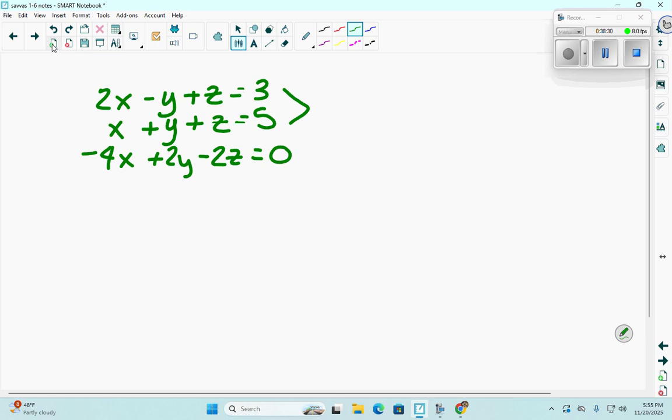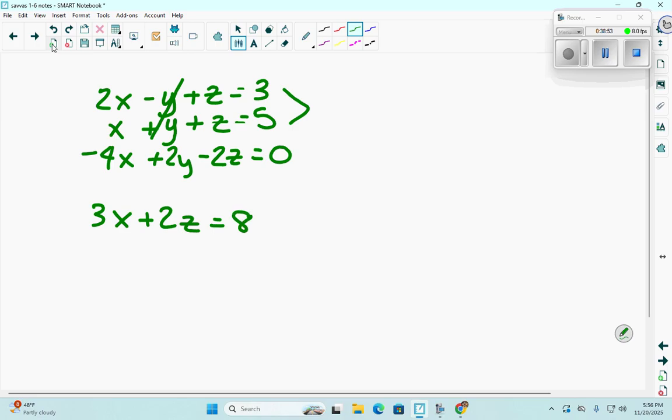Okay, and yes, we can eliminate the Y's. So if I were to eliminate the Y's, this would give me 3X, right? And then the Y's are gone, and I would have 2Z equals 8. Okay, so we have our first one done.